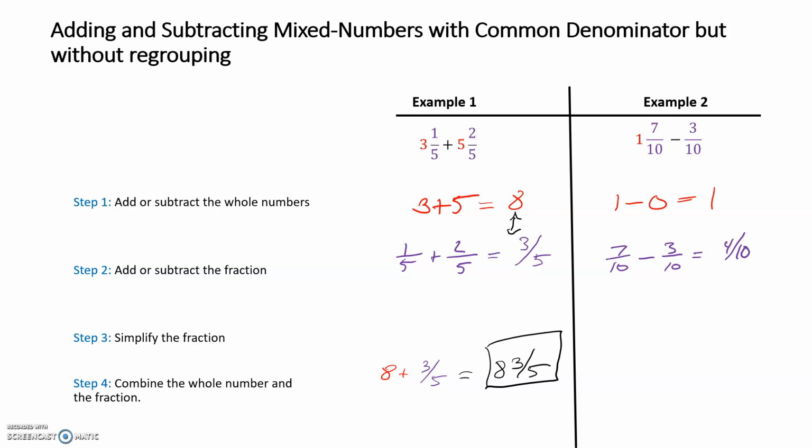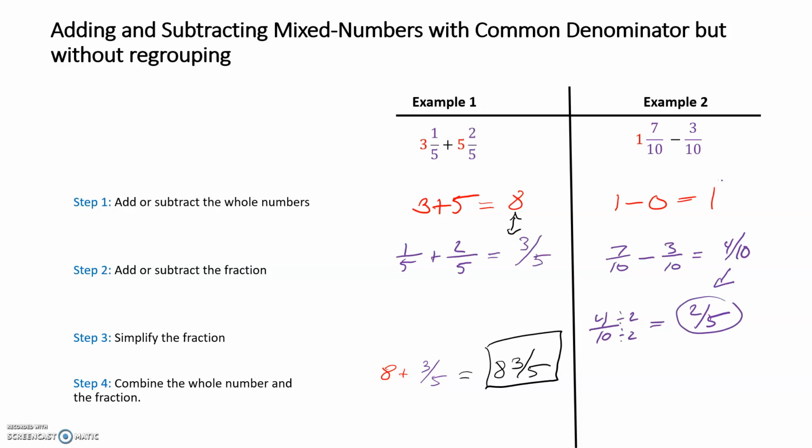Okay, this is one that I can simplify because 4/10 is not simplified. The reason being is 2 is a common factor of both 4 and 10. So I'm going to divide the numerator by 2 as well as the denominator by the same number, and I get 2/5. All right, so that's my fraction. 4/10 simplified is 2/5. So now I'm going to combine the parts.